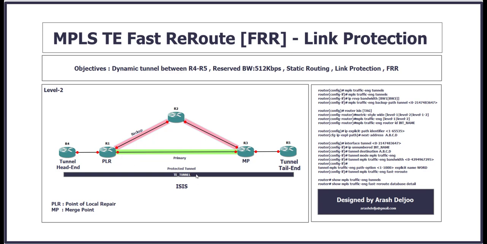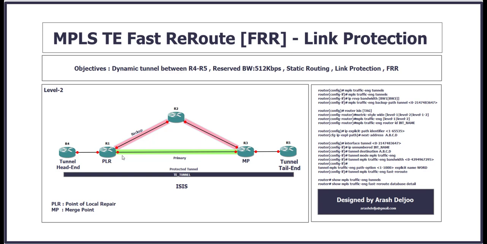Let me talk about the function of fast reroute with some new terminology. The first word that you need to know is the PLR. We use the PLR in the traffic engineering fast reroute feature. PLR is the abbreviation of point of local repair. You know that we are repairing the tunnel passing from router 1 to router 3, and because of that, this is the point of local repair.